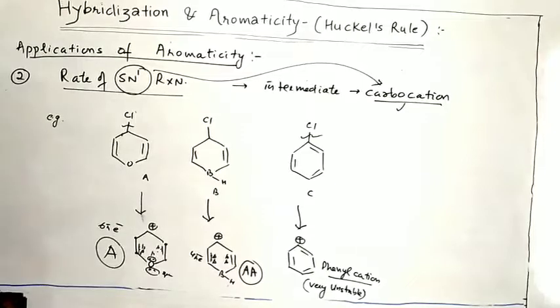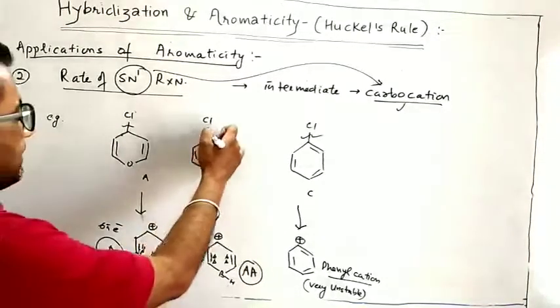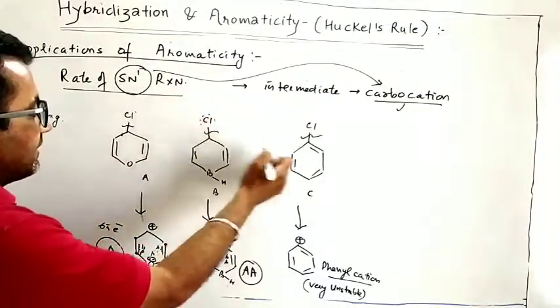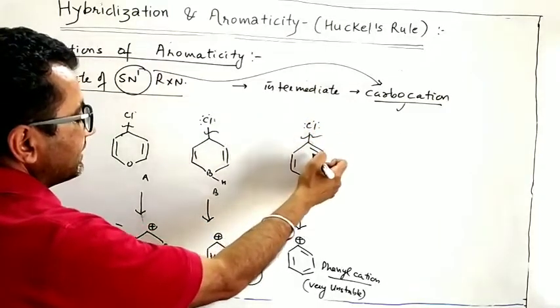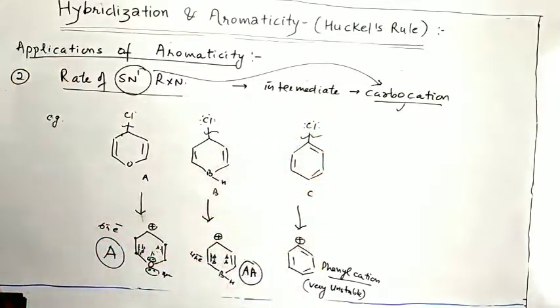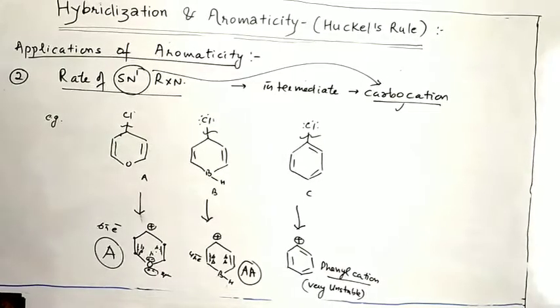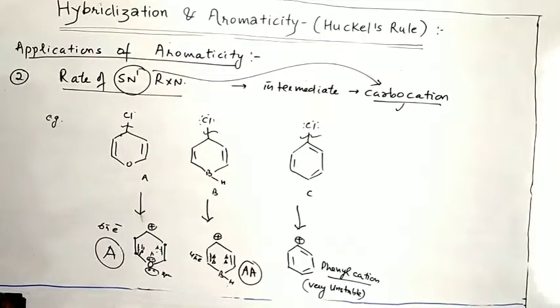You can break this bond easily because there is no resonance here, and there is a resonance with the benzene ring pi electrons, so it's very difficult to break this bond. It means your compound C will be least reactive towards SN1 reaction. So what will be the order now?